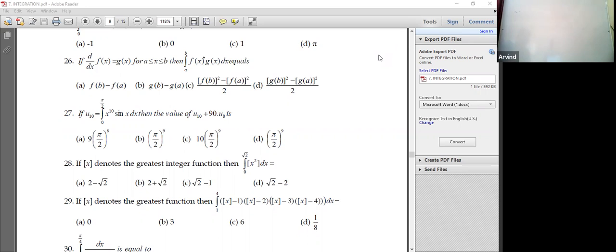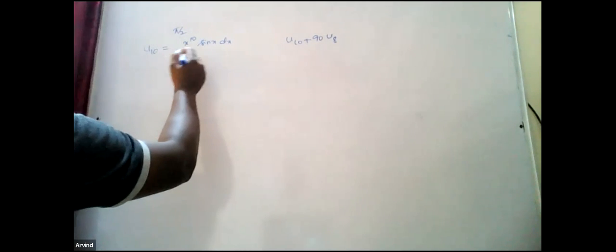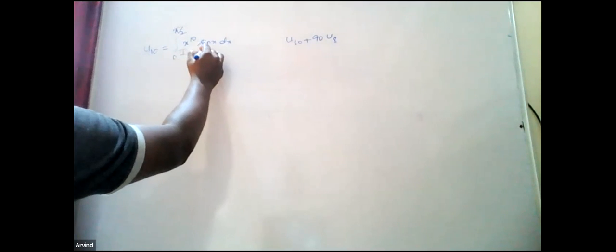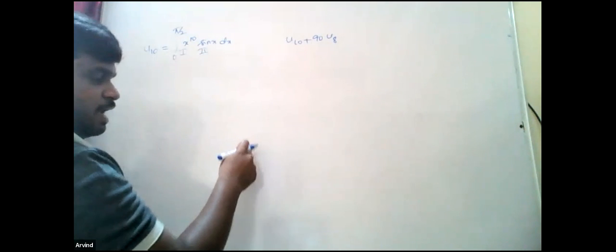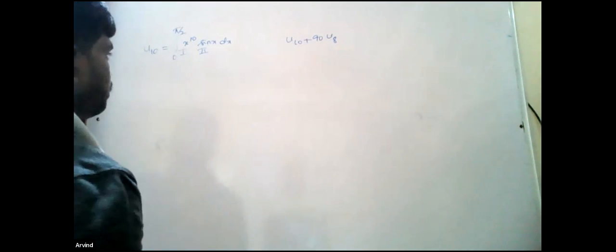So integration by parts. U10 is equal to the integral from 0 to pi by 2 of x power 10 sin x dx. We want the value of U10 plus 90 U8. I'll just do it on the board. Let's apply the product rule. ILATE: this will be the first function, this will be the second function. Algebra first, then trigonometry.